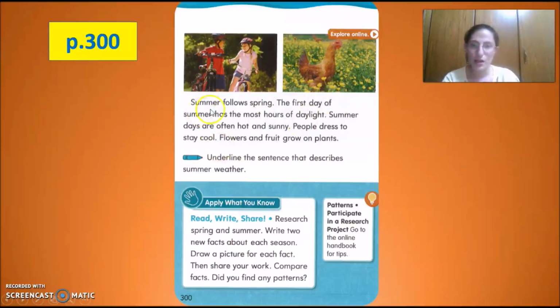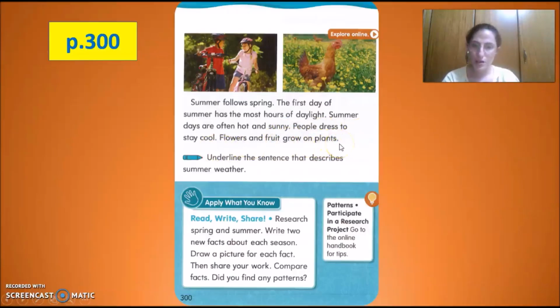Let's read together. Summer follows spring. The first day of summer has the most hours of daylight. Summer days are often hot and sunny. People dress to stay cool. Flowers and fruit grow on plants. Underline the sentence that describes summer weather. Again, summer follows spring. The first day of summer has the most hours of daylight. Summer days are often hot and sunny. People dress to stay cool. Flowers and fruit grow on plants.